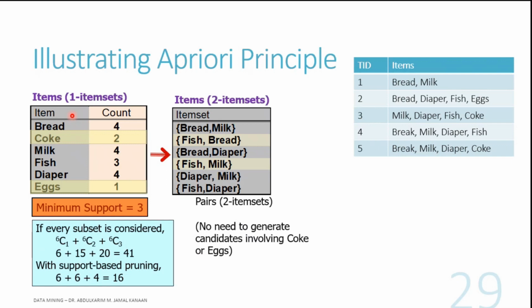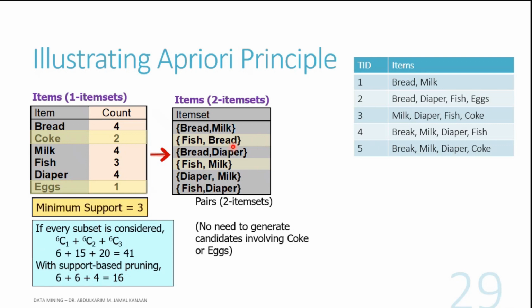So bread with milk, this is one 2-item set. Bread with fish, okay. This should be bread followed by fish, not fish followed by bread. Anyway, it's correct, but if we follow the chronological order, bread first, then followed by fish. So if you'd like to take notes on your slide, this should be bread, comma, fish. And then we have bread, diaper. Then we look to milk: milk, bread, we already have bread, milk. Milk, fish, we add milk, fish. Fish, milk, correct. Then fish, diaper, and so on and so forth.